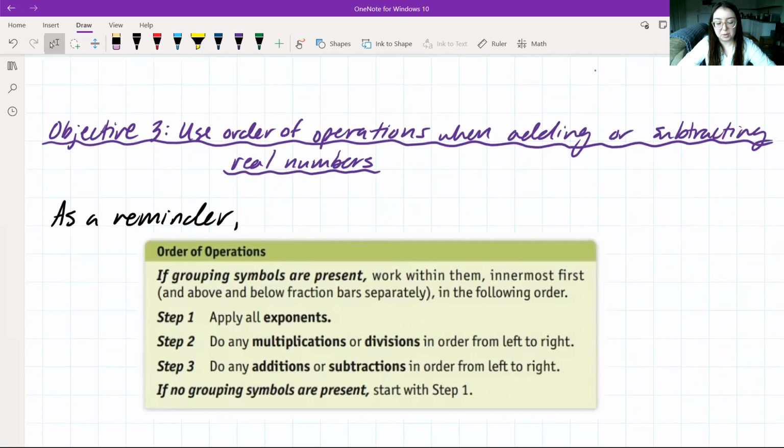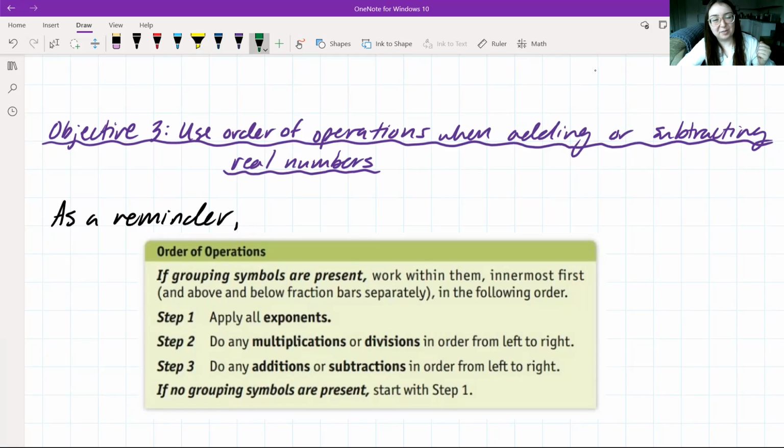Then lastly, objective 3, we want to use order of operations when adding or subtracting real numbers. As a reminder, our order of operations tells us that if grouping symbols are present, we want to work within them innermost first and above and below fraction bars separately in the following order. Step 1, we apply all of our exponents. Step 2, we do any multiplications or divisions in order from left to right. And step 3, we do any additions or subtractions in order from left to right again. If no grouping symbols are present, then we just start with step 1.